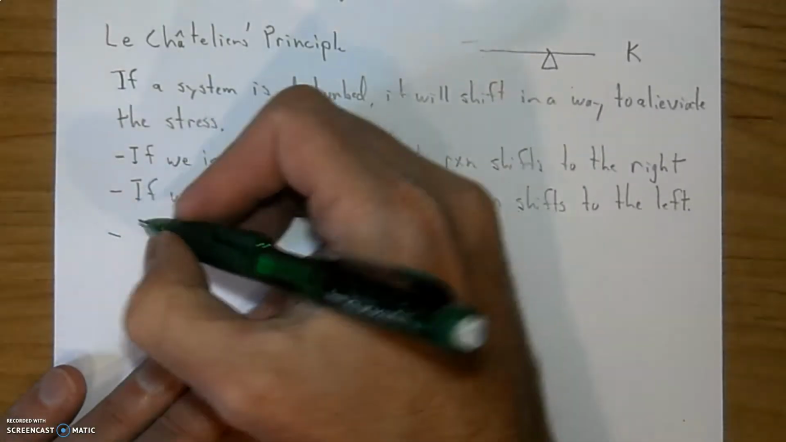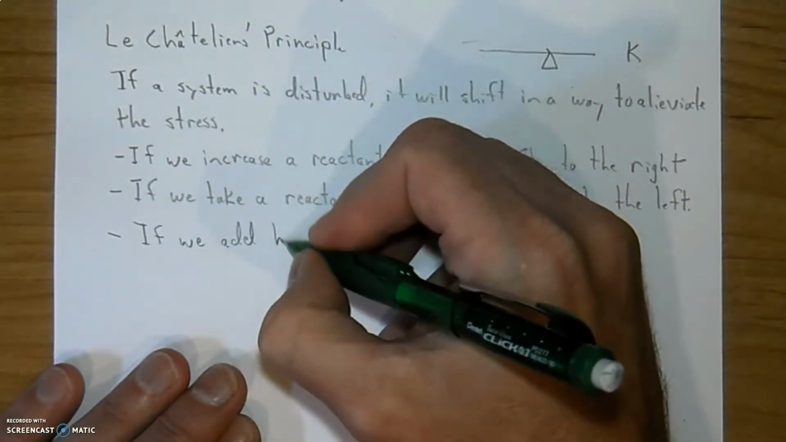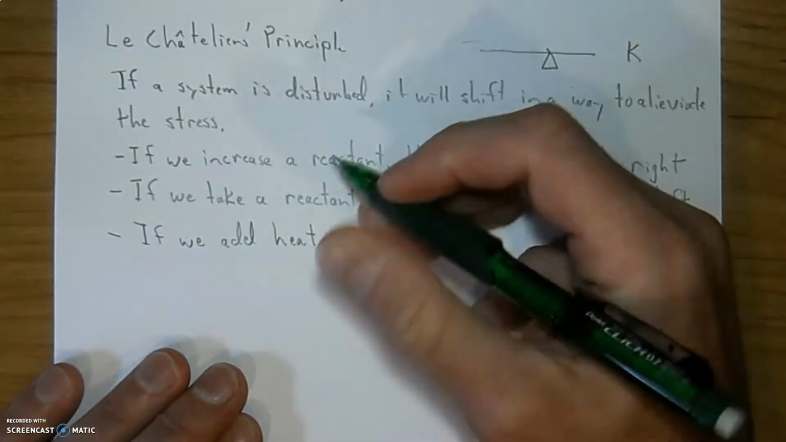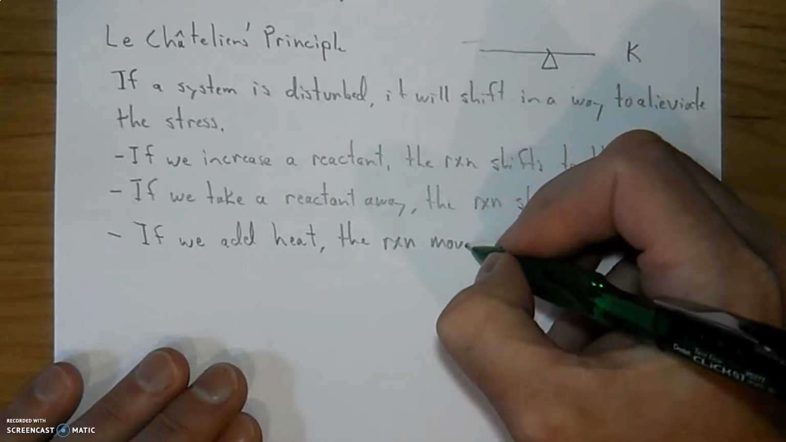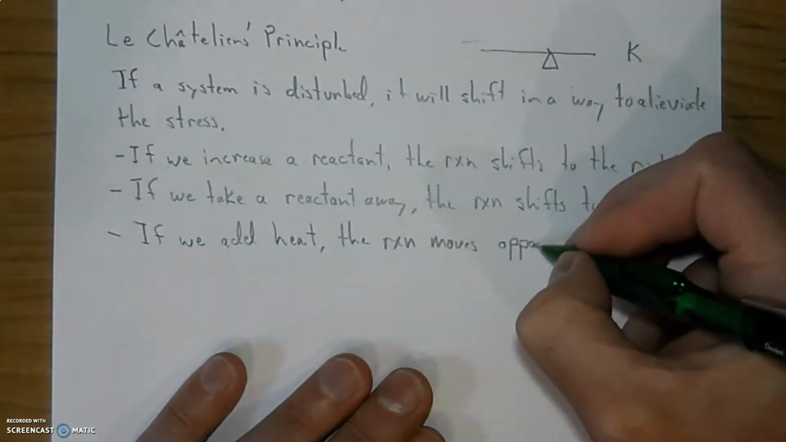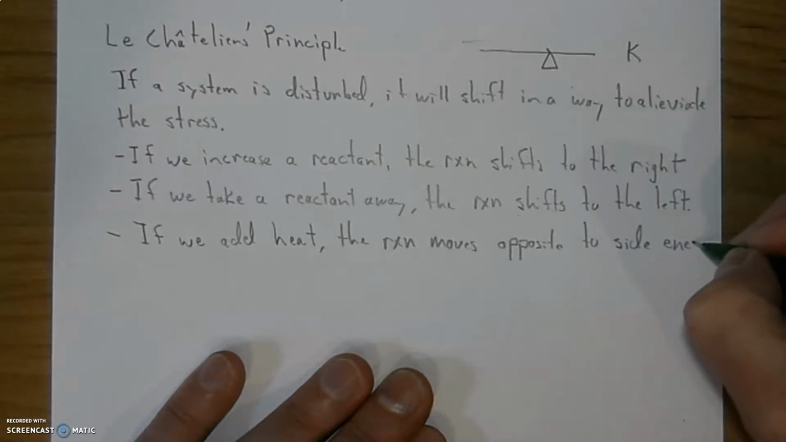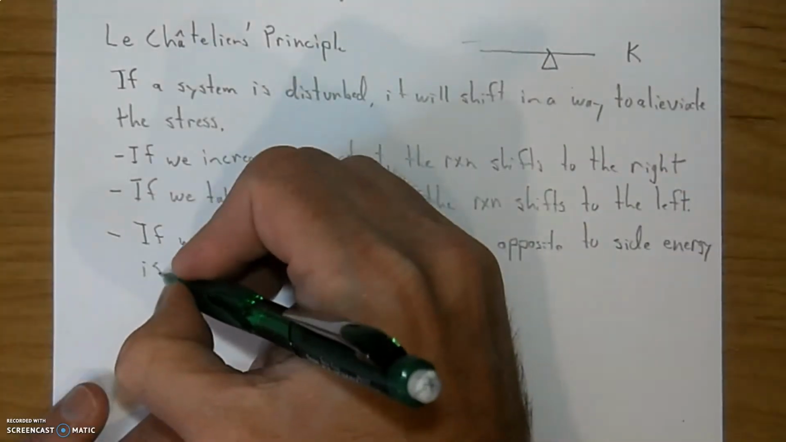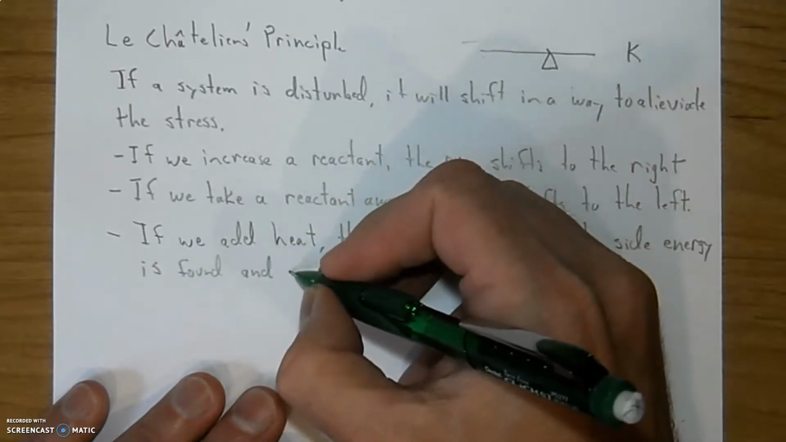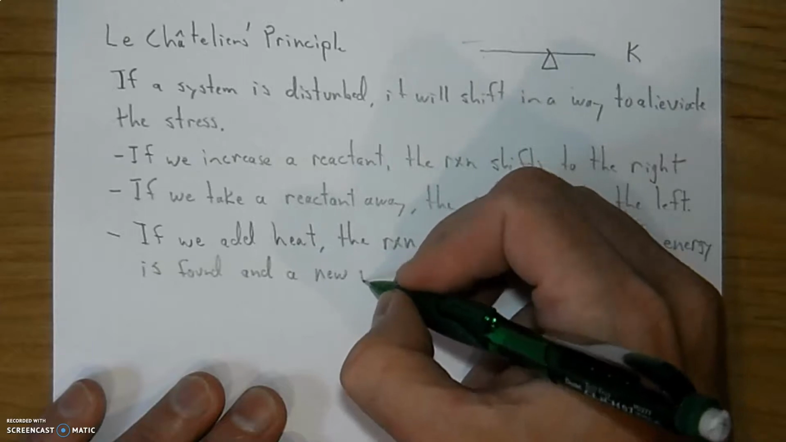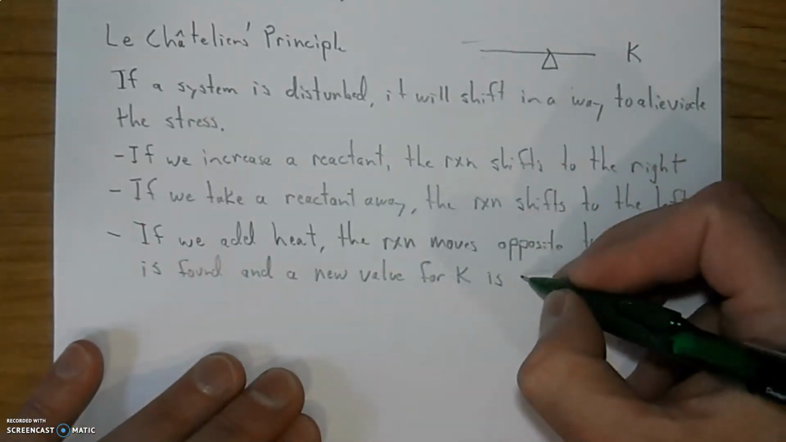Next one. If we add heat or thermal energy, the reaction moves opposite to the side energy is found, and this is very important, a new value for K is created.